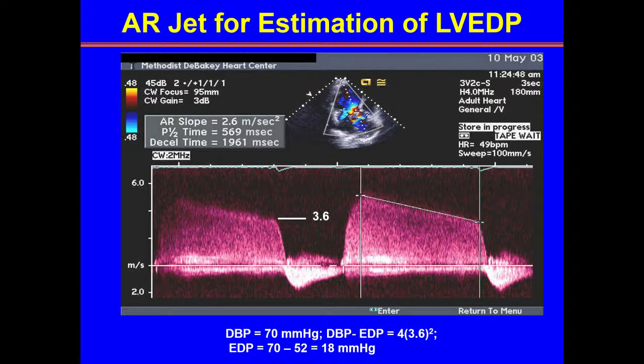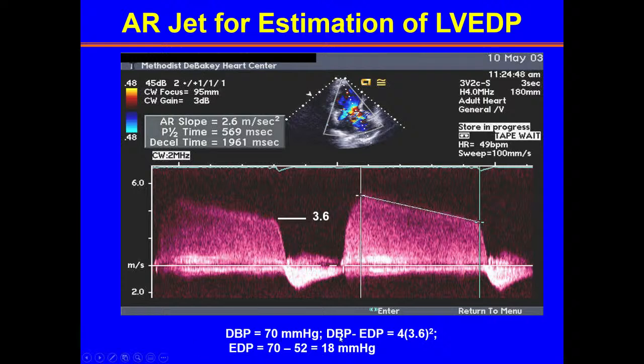The last application I'll touch on is using the AR jet for estimation of LV end diastolic pressure. So we measure the blood pressure, and we make the assumption that the pressure that is measured in the brachial artery is the same as the pressure in the root of the aorta. It's a big assumption, but that's what we start with.